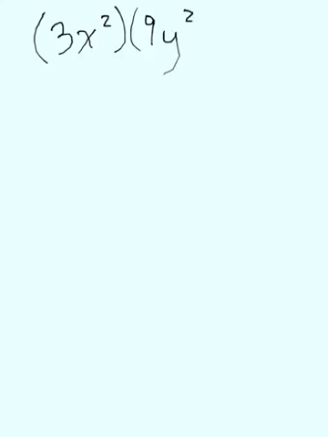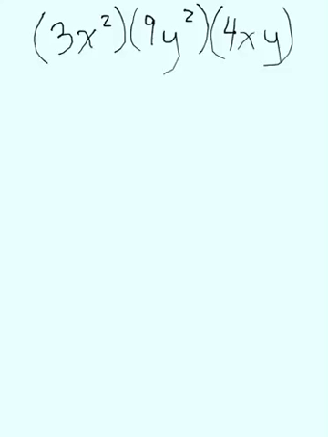Down in practice A, write this. 3x to the 2nd, 9y to the 2nd, and 4xy. What are we going to do first, like the other ones? Multiply the what? Coefficients, the numbers.